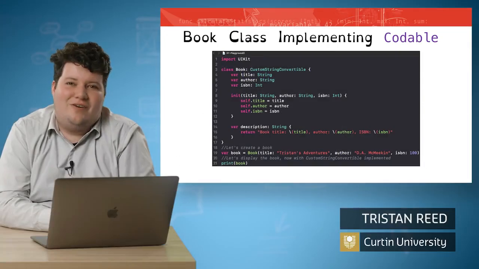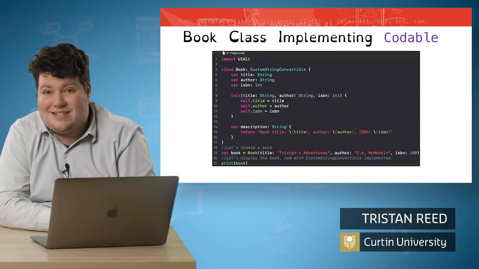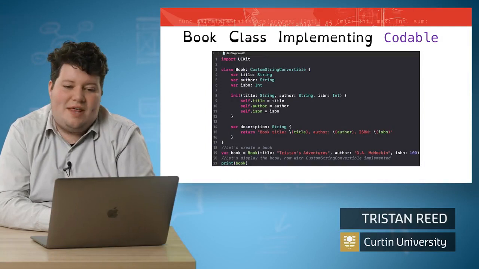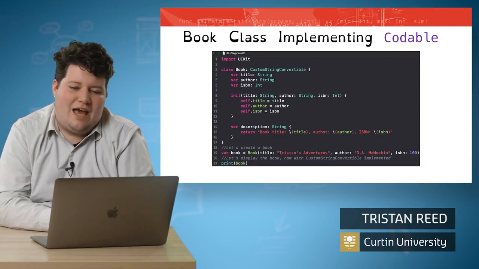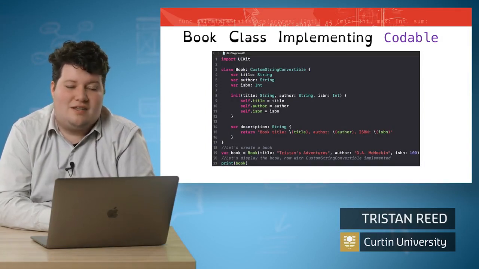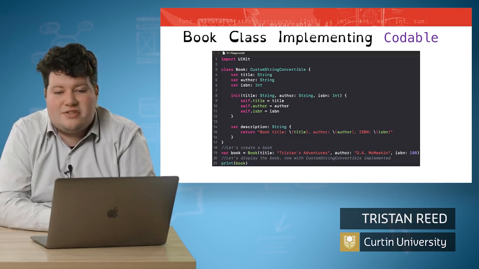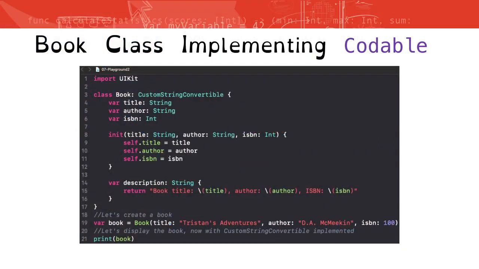So, let's go and take a look at this screenshot here of our book class implementing codable. As with other protocols, we simply had to add this to the definition as well as our custom string convertible. You'll see in the screenshot there are no errors, and this is because string and int, which are the two types I've already used, are already compliant and can be codable. But we still have a little bit more to do before we can say we've finished.